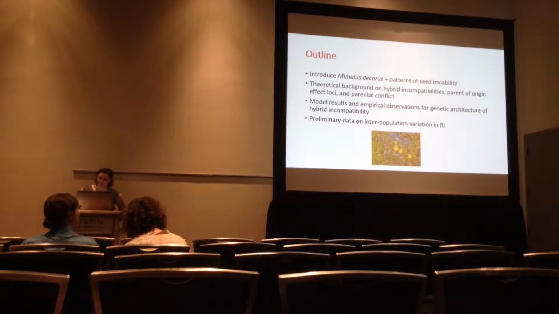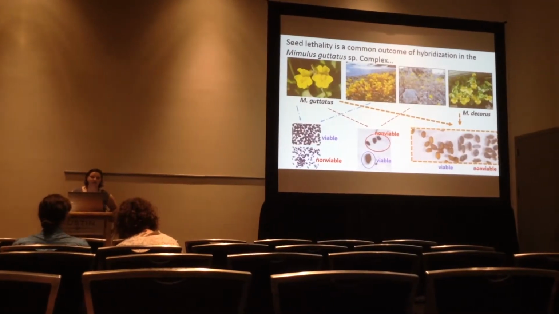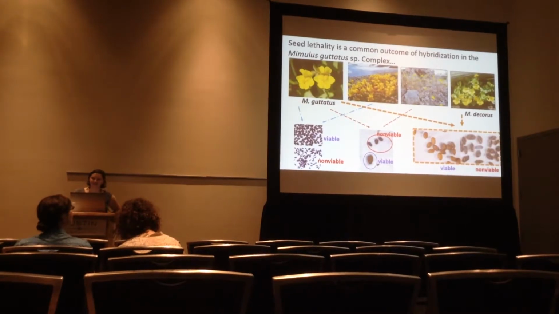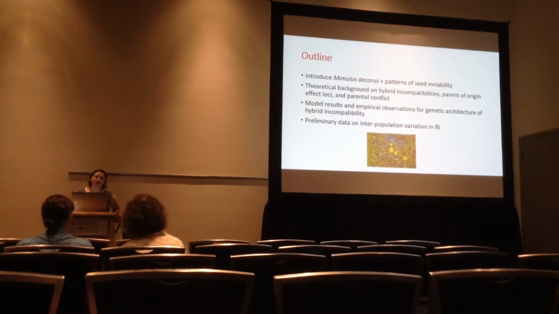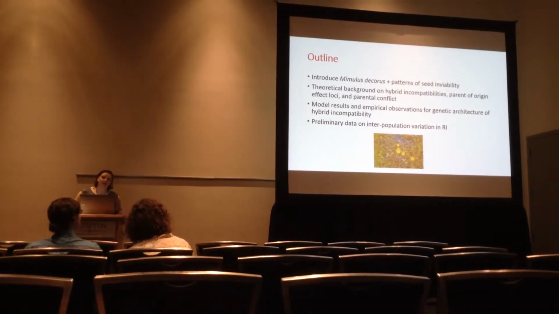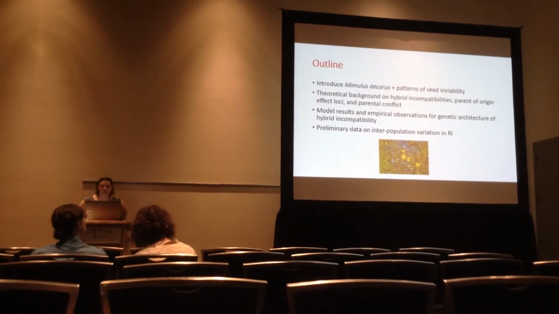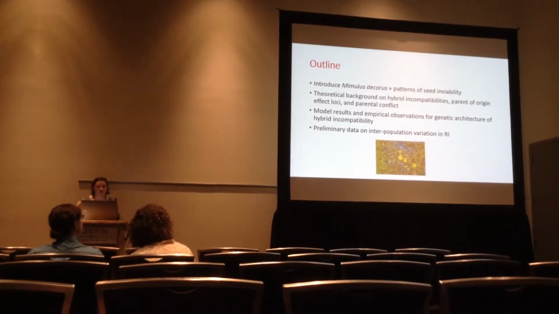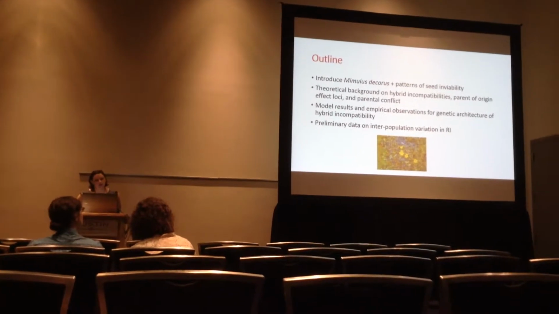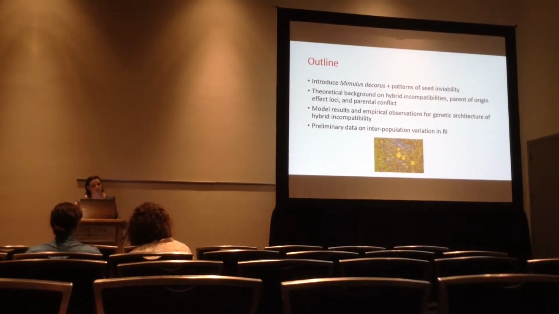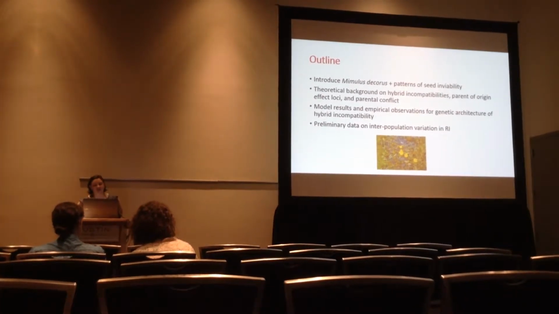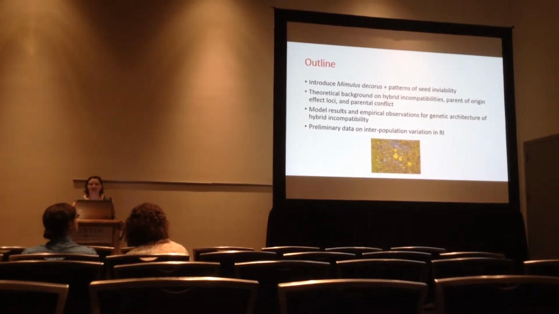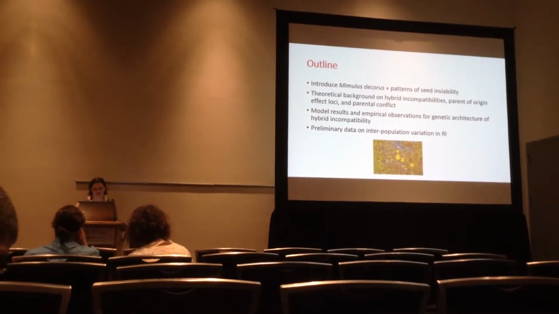Today I'm going to focus on this one species, Mimulus decoris. If you're a Mimulus aficionado and you've never heard of this species before, fret not, it's very newly introduced. So I'm going to introduce it, talk about patterns of seed inviability, and then jump back to the theory and talk about why we care about hybrid incompatibilities and this idea of parent of origin effects. I have some preliminary results on the genetic architecture of this hybrid incompatibility and some model results from that. And then, if there's time, I have a little bit of data on the intra-species variation of reproductive isolation, and I'd be happy to talk about that with other people later if they have thoughts.